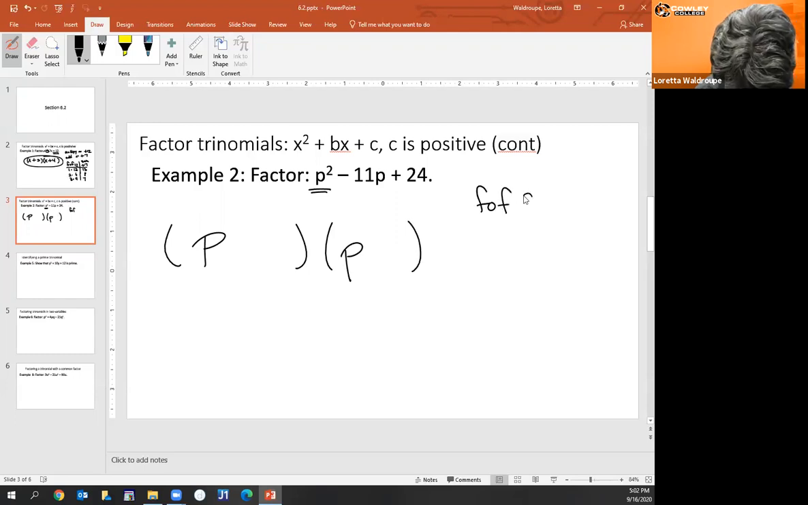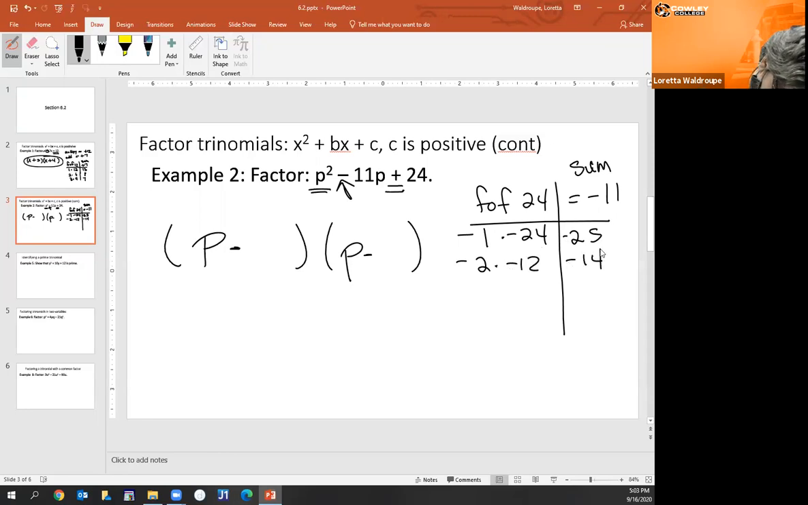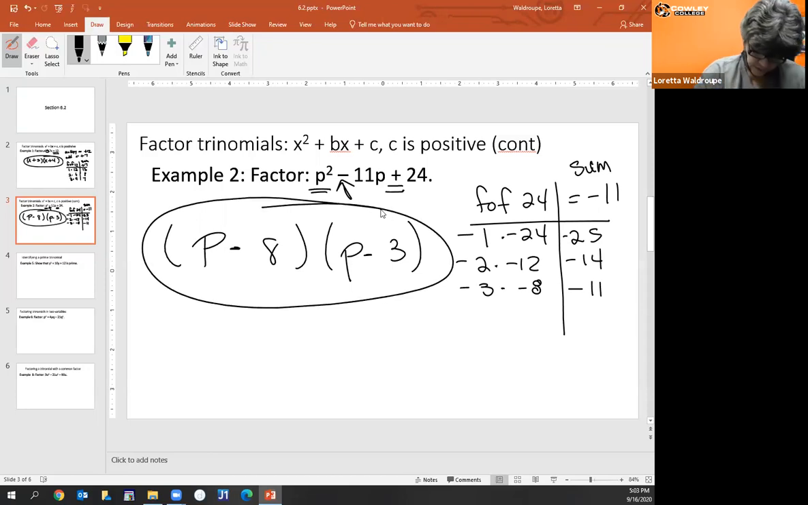Factors of 24, because that's a positive 24, whose sum is negative 11. Now remember, I said if the last term is positive, both numbers will carry a negative in this case, because the middle term is negative. So negative 1 times negative 24, but that adds to negative 25. Negative 2 times negative 12 is a negative 14. Negative 3 times negative 8 will give me that negative 11. Okay.